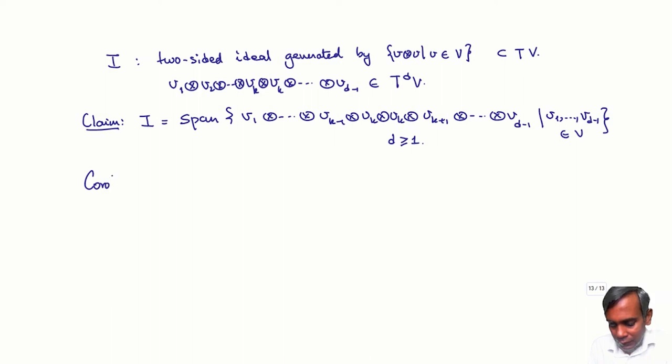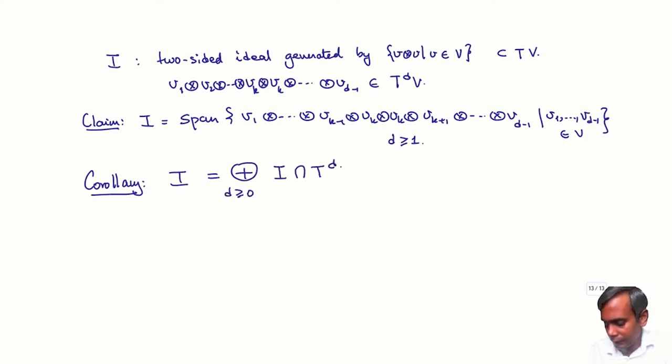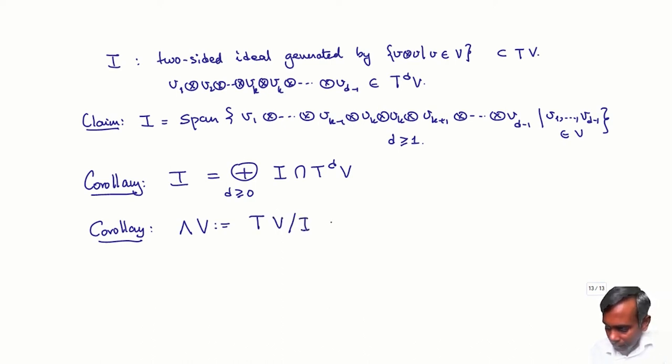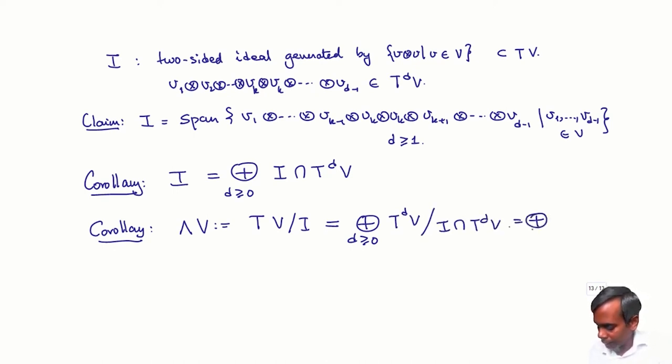A consequence of this is that I is the direct sum over d greater than or equal to 0 of I intersect T^d V. That means I itself is a sum of its intersections with the different degree d components of tensors. And a corollary of that is that wedge V, which is TV mod I, not T^d V, is equal to the direct sum over d greater than or equal to 0 of T^d V mod I intersect T^d V. And this we have seen is wedge d.